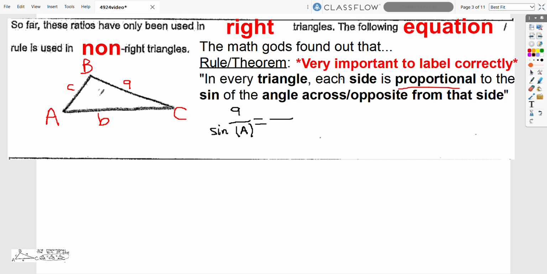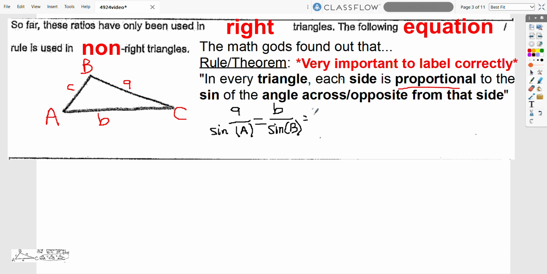And since there's a bunch here, we can set that up also. So this is going to be side b, proportional to the sine of angle B. So we're going to put the sine of uppercase angle B. And since there's three, we can go ahead and write a third one.